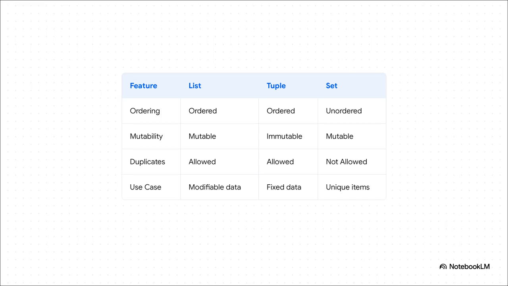A list is your go-to when you need an ordered collection of things that you know you're going to have to change later. A tuple, on the other hand, is for an ordered collection that you want to lock down, data that should not change. And then you have a set, which is all about uniqueness. You use a set when you just need to know if something is in a collection or not, and you don't care about order or duplicates.